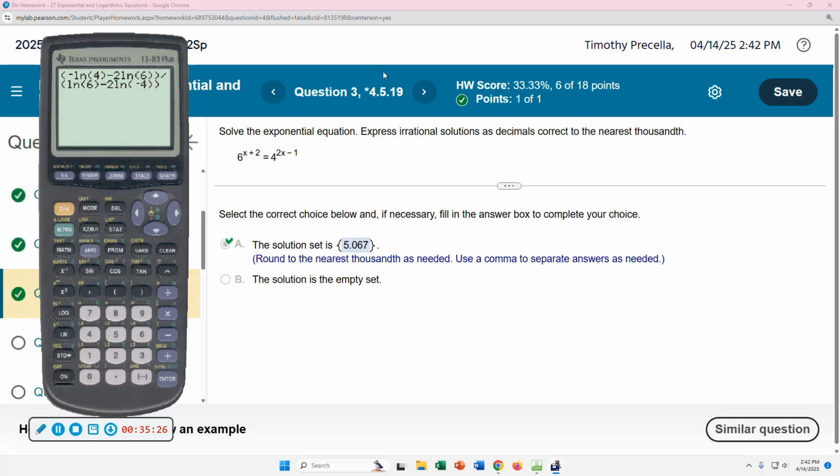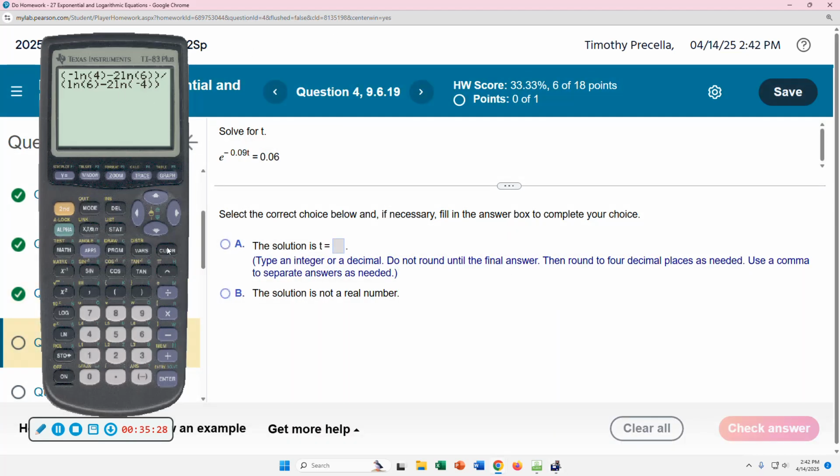Okay, number 4. Oh, this has a letter E in it. I bet this is the worst one. 0.092 e to the negative 0.09t is equal to 0.06. Remember, e is approximately 2.718281828. Okay, switch to my paper.